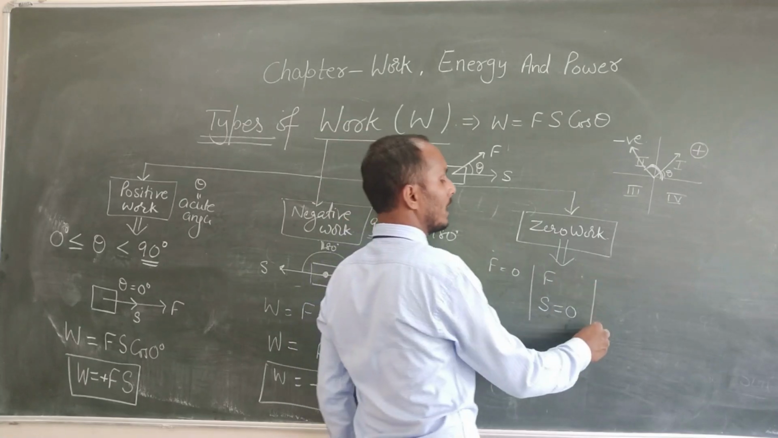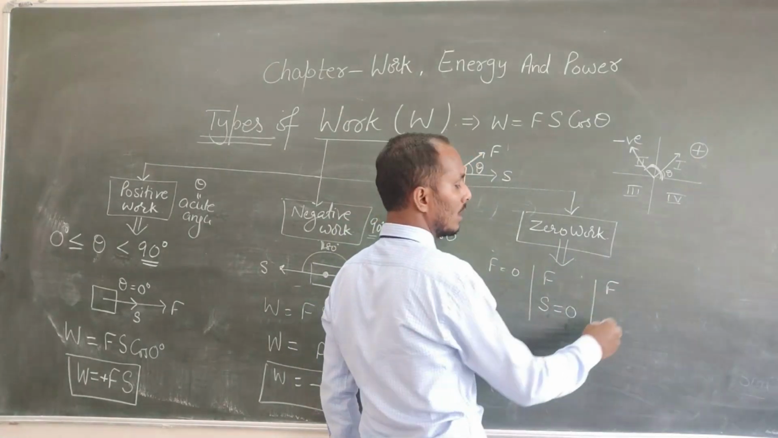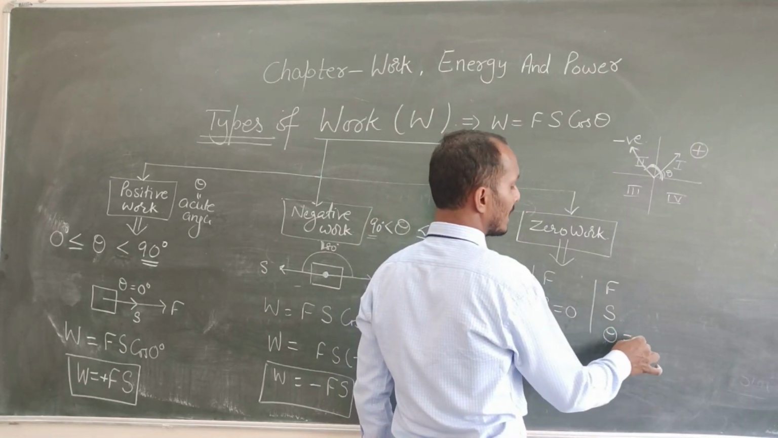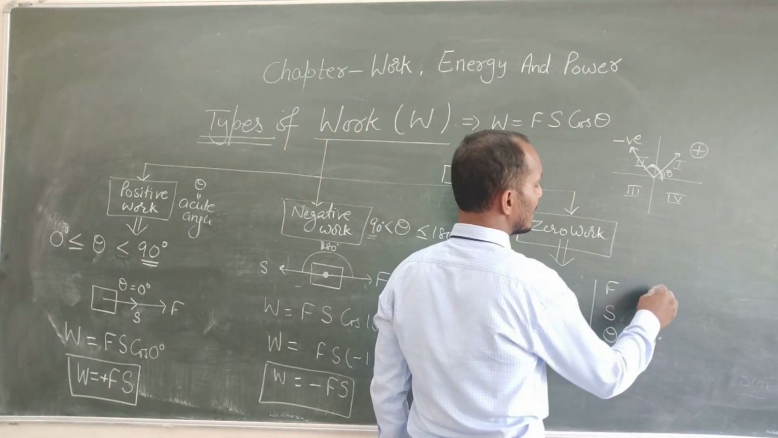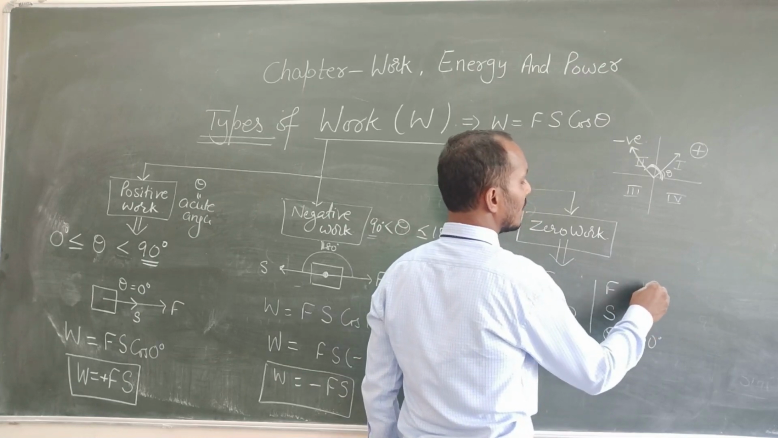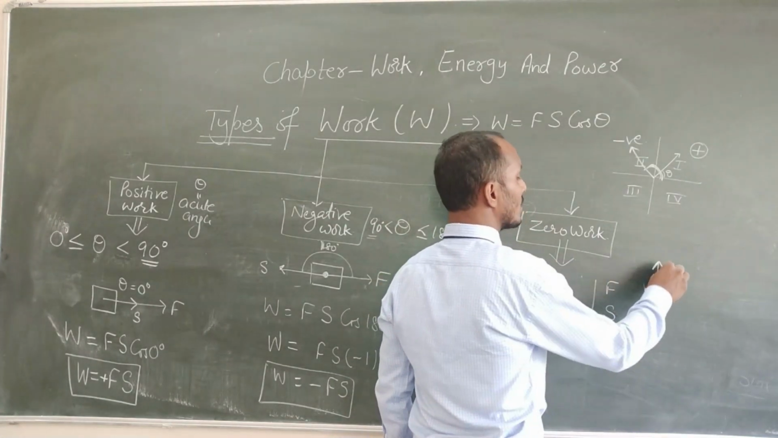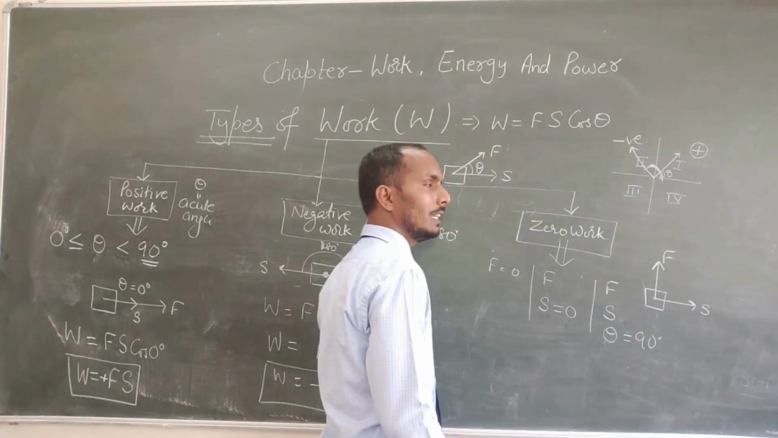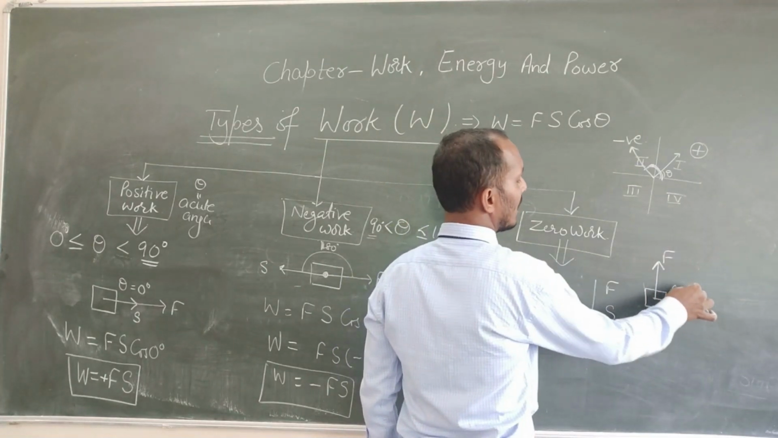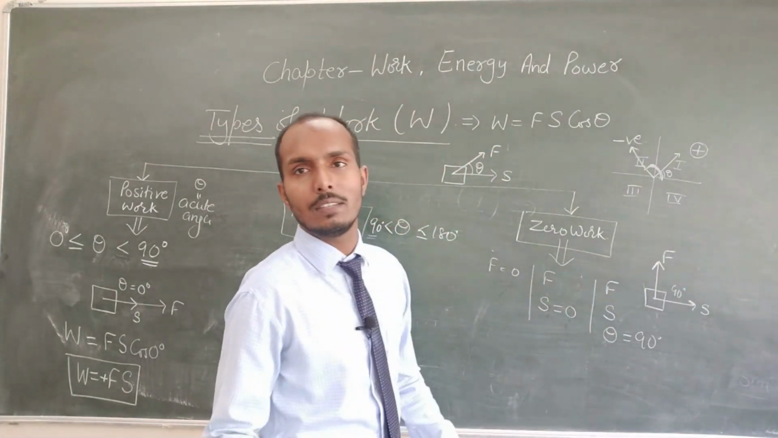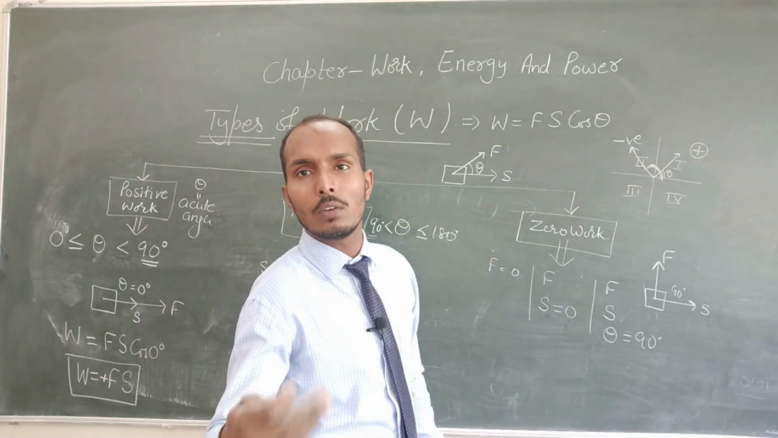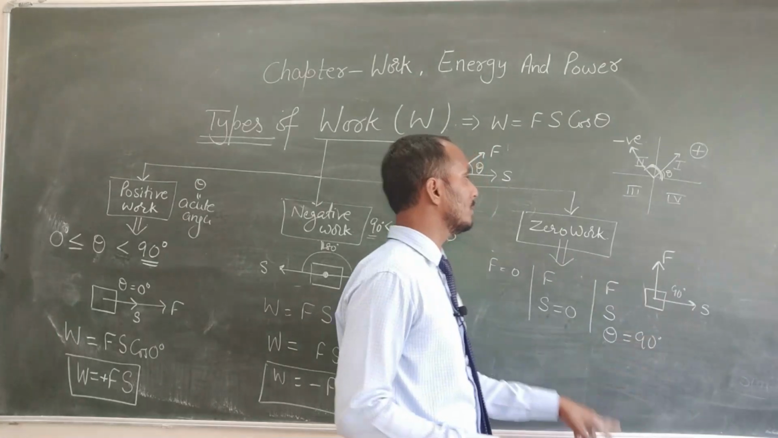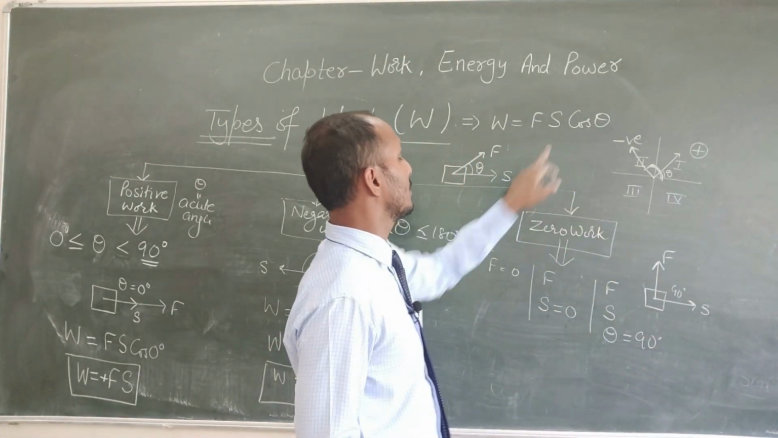And the third one, which is very important: you applied a force and the body is displaced, but the angle between force and displacement is 90 degrees. What does it mean? Visualize that you applied a force F on a body, but the body is displaced in this direction at 90 degrees, so the angle between them is 90 degrees. Then we know that the value of cos 90 is 0. So when you multiply it, it becomes 0.